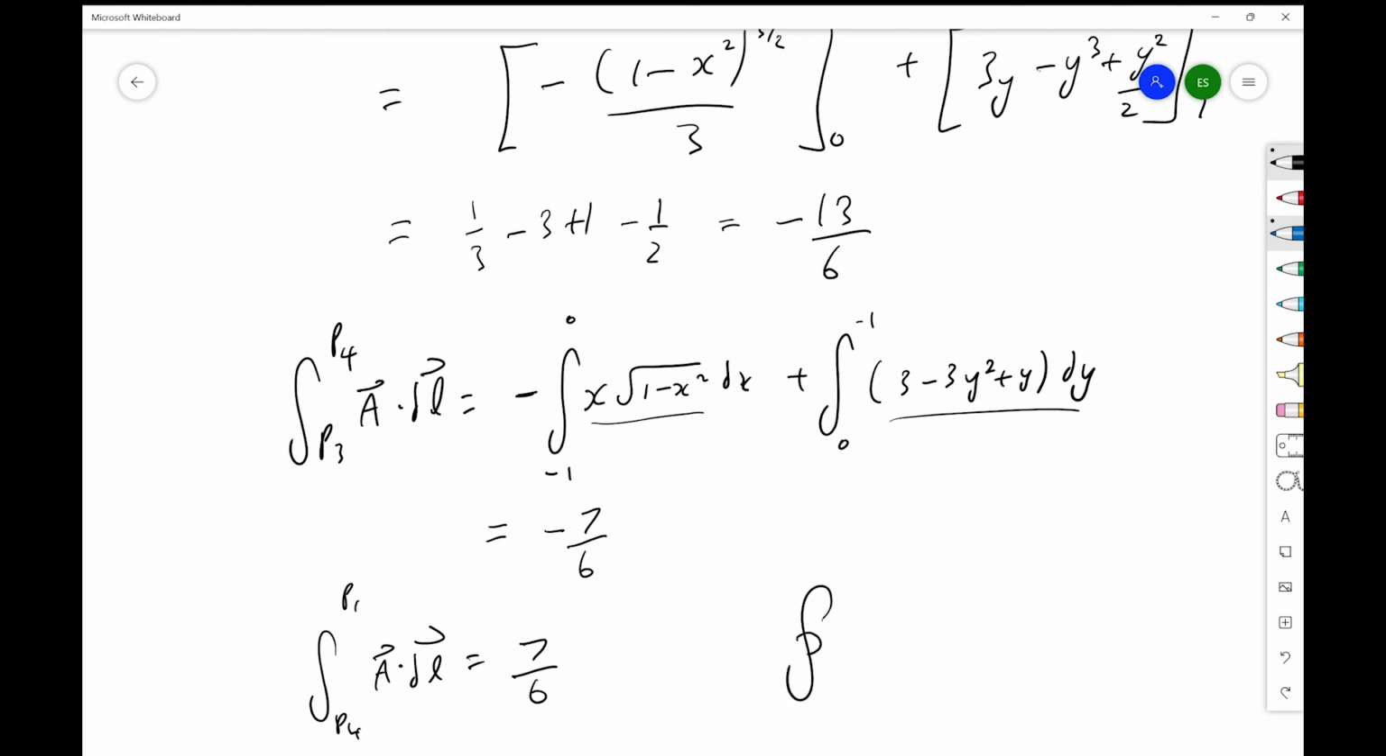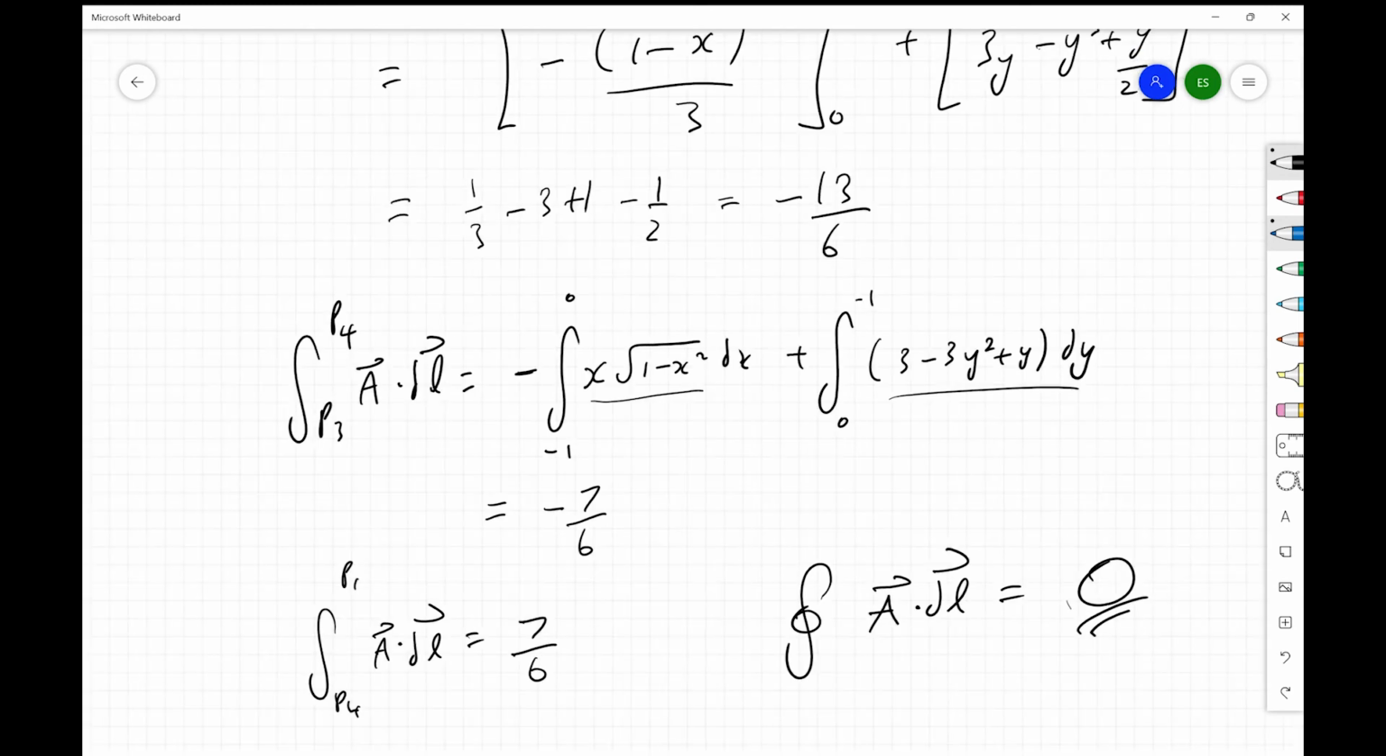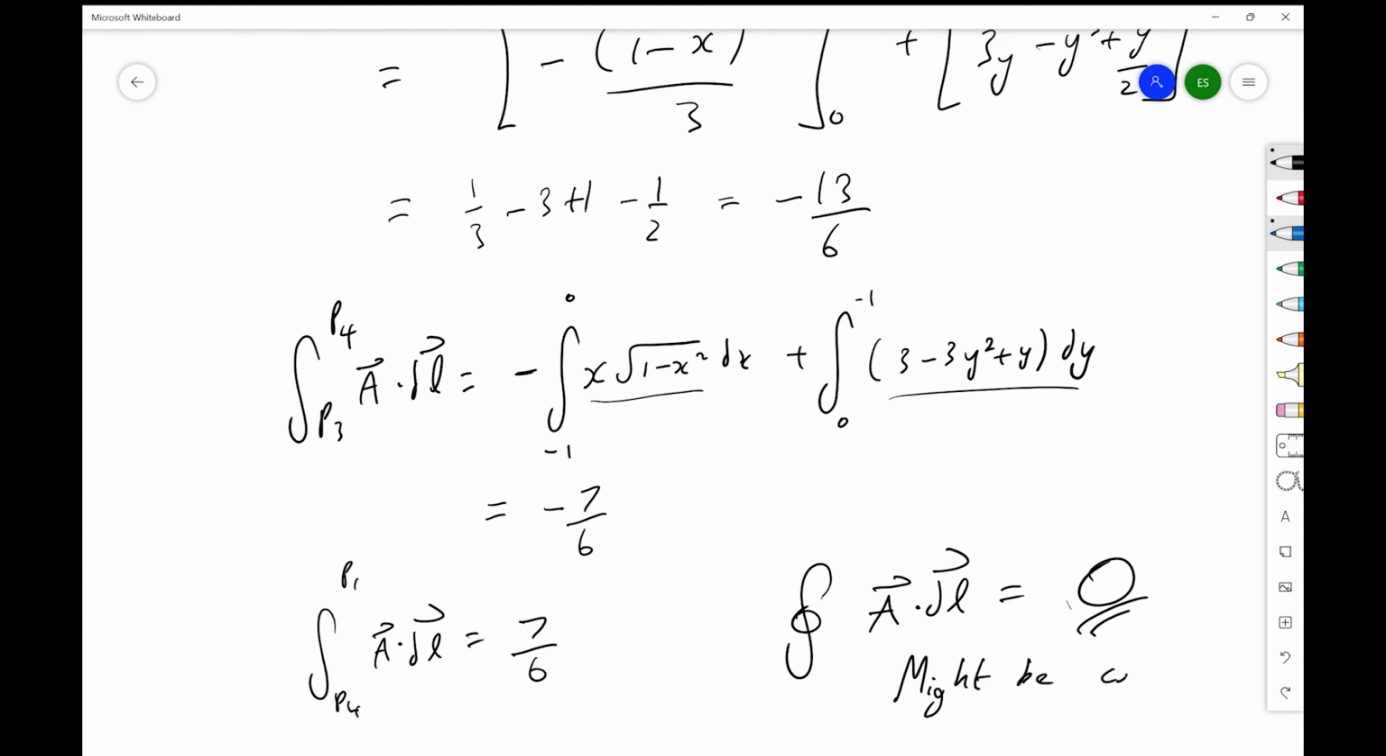So the total integral of a dot dl is going to be 13 over 6 minus 13 over 6, and then 7 over 6 minus 7 over 6. So the result is going to be 0. So this force might be conservative. Remember, we have to prove that the circulation is 0 for all possible paths.